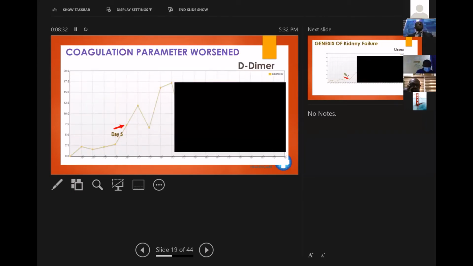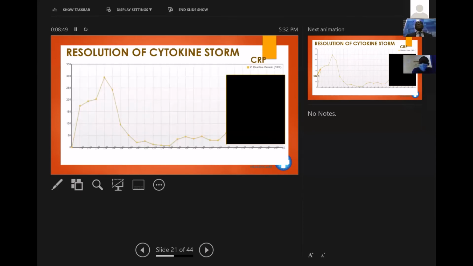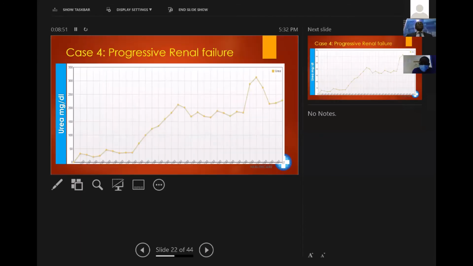His coagulation parameters continued to worsen, and his D-dimer increased. And kidney that was normal on arrival started showing us abnormality with the urea. So we now saw the worsening of renal failure. And this now necessitates the deployment of additional technology.